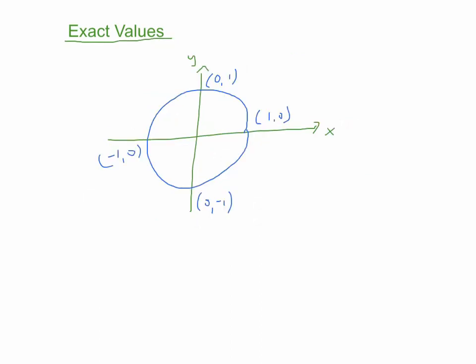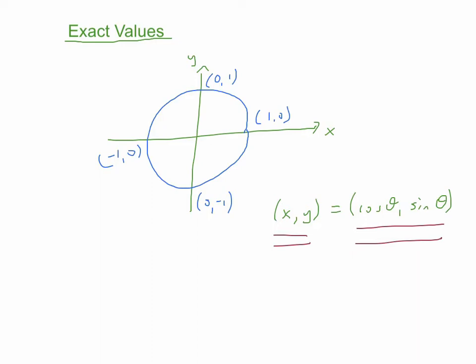To memorize your exact values of your quadrantal angles, meaning like 0 degrees, 90 degrees, 180 degrees, and so on, we usually refer to the unit circle to help us with getting those exact values. We know that for any point that's on the unit circle, x, y, we can express that particular point by the cosine of theta, sine theta.